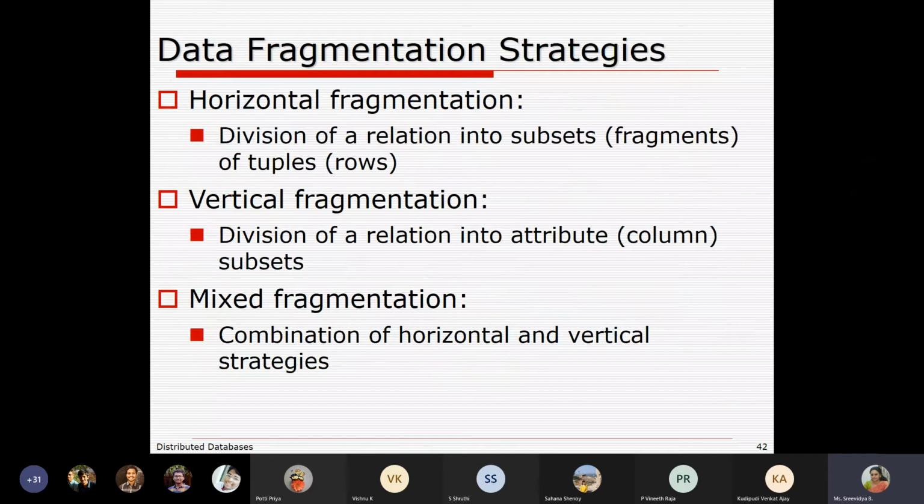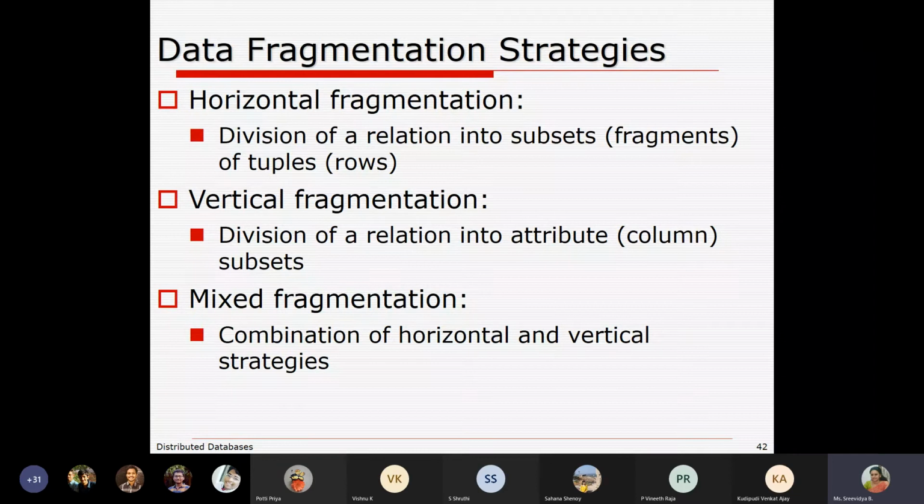The fragmentation strategies are 3, as I said: horizontal fragmentation, vertical fragmentation, and mixed fragmentation. Horizontal fragmentation is quite simple. You have a customer table. The first 100 entries I keep in one place, the second 100 entries in another place. Basically you are dividing horizontally, row-wise. These rows go into the first site, these rows go into the second site.